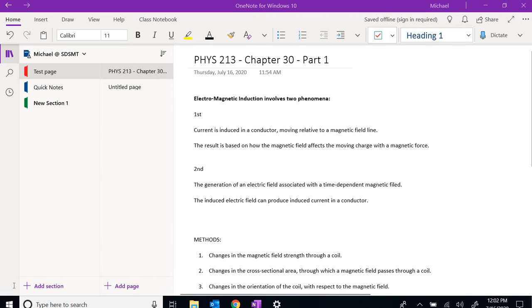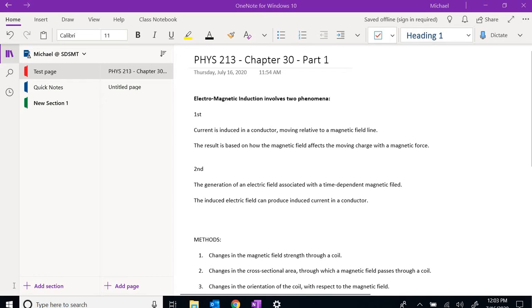Hello everyone, and welcome to part 1 of chapter 30, and this will be the final chapter for Physics 213. In this chapter, basically we're going to see everything from the entire semester come together into this beautiful tapestry of electromagnetic interaction. And we call this interaction electromagnetic induction.